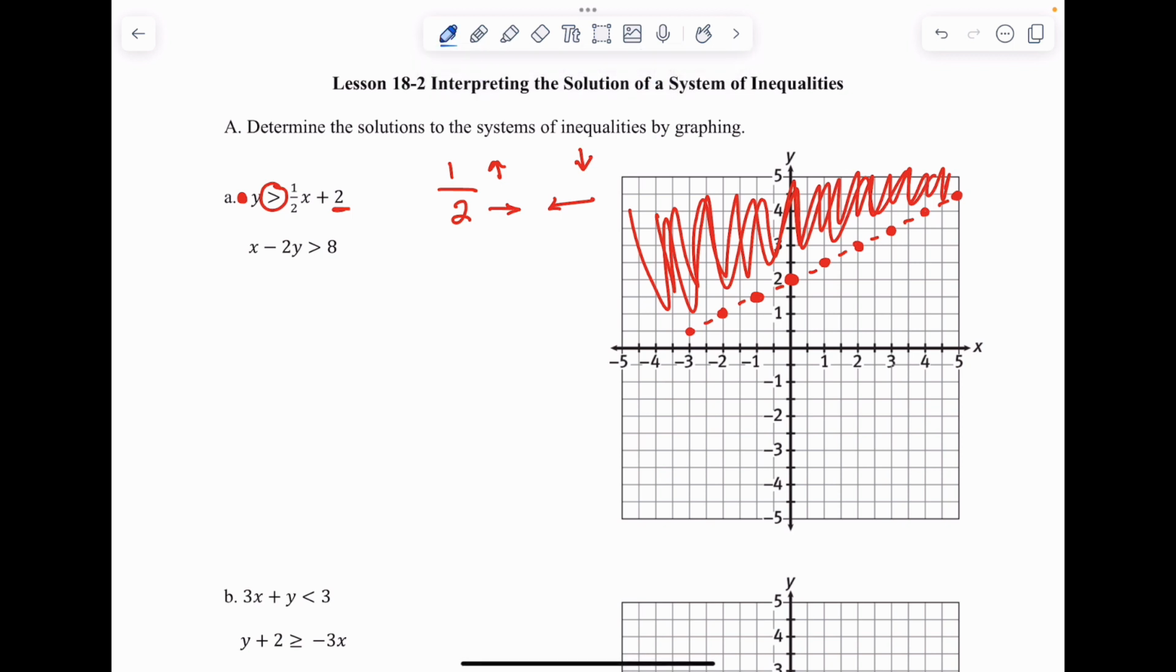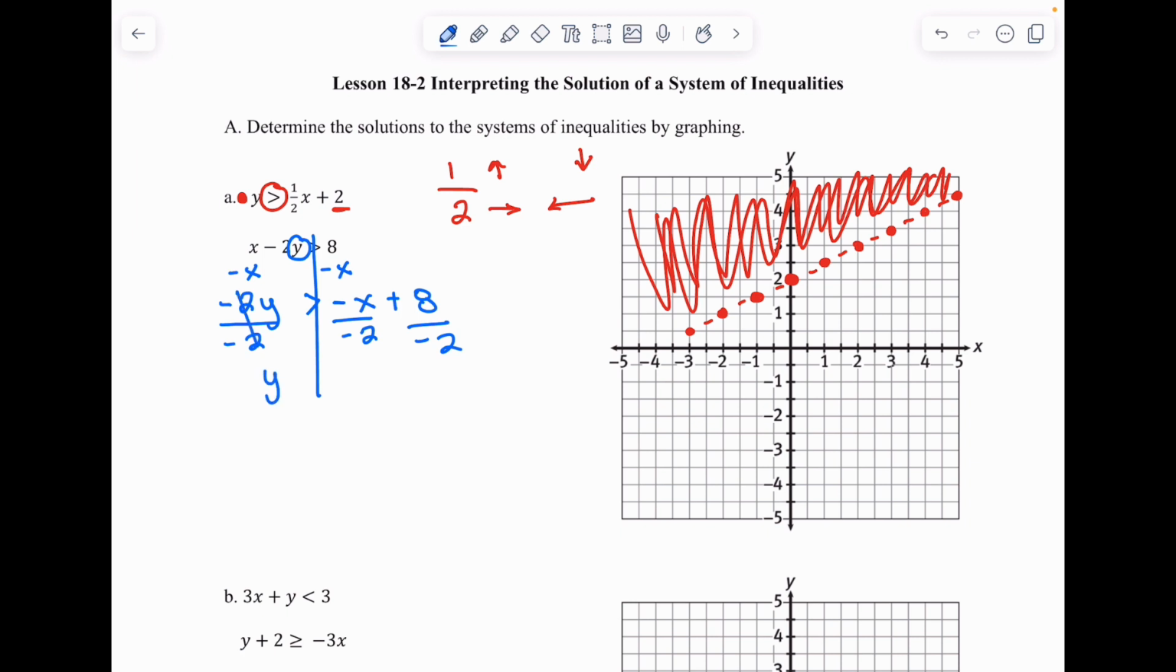I then need to graph my other inequality, but unfortunately it's not written in slope-intercept form. So I need to rewrite it myself to solve for y. The first thing I'm going to do is subtract x from either side, and I will be left with negative 2y is greater than negative x plus 8. I put the negative x in front because I'm used to the x term being first. And then in order to get y by itself, I'm going to divide everything by negative 2. So I'll be left with just y.